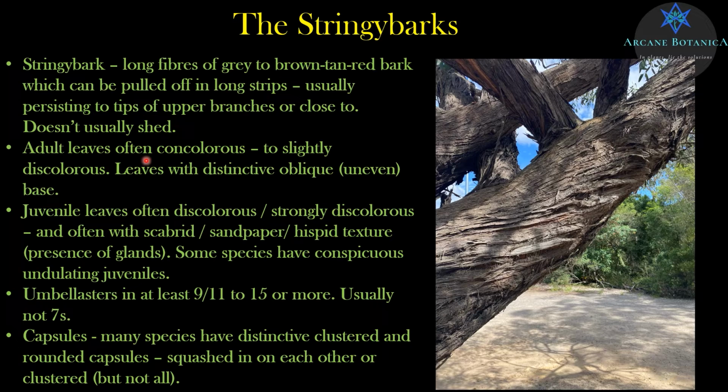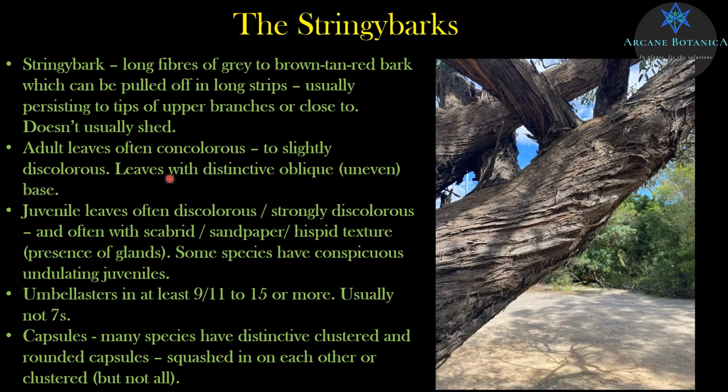The adult leaves are often concolorous to slightly discolorous. To me, they're often concolorous. Now, that's a really helpful tip for a stringybark. Remember in the last video, the mahoganies, which can look very similar, are strongly discolorous most of the time, or all the time. So the mahoganies have strongly discolorous leaves. Well, when you get hold of stringybark leaves, they're pretty much concolorous. They might be slightly discolorous, just a slightly different tone of green on one side. But that's one of the things to latch onto for a stringybark.